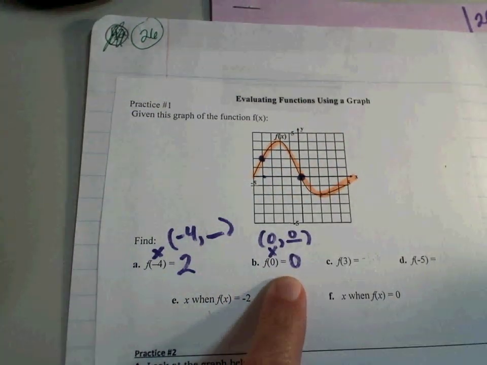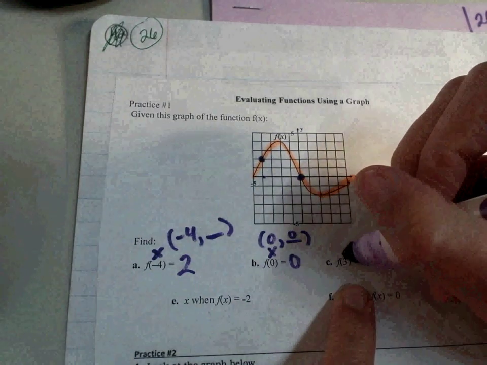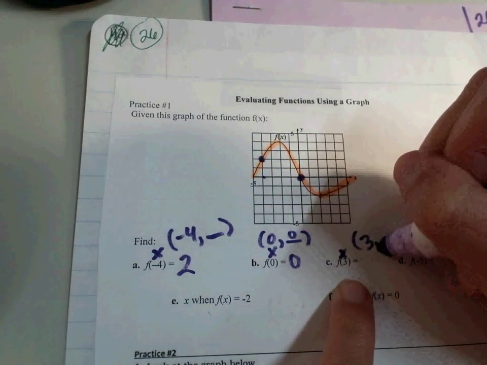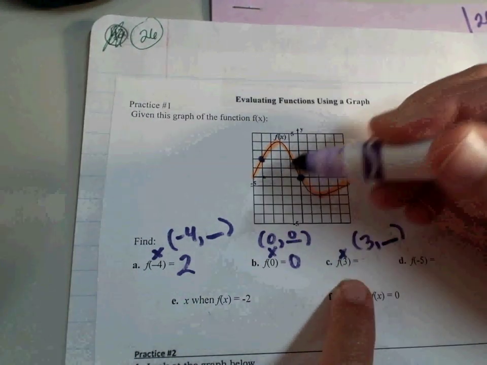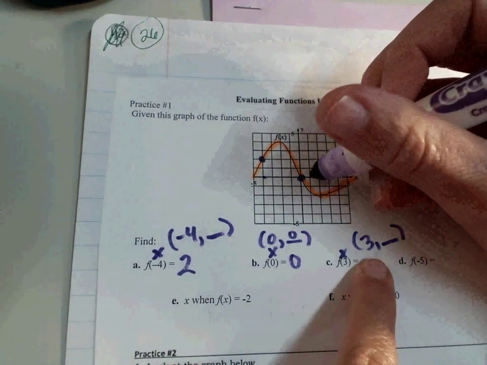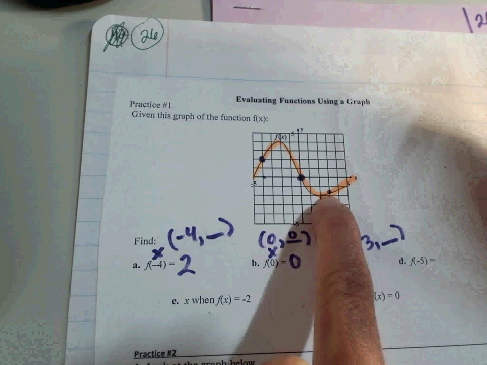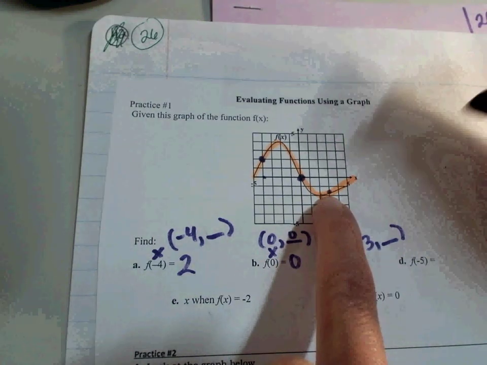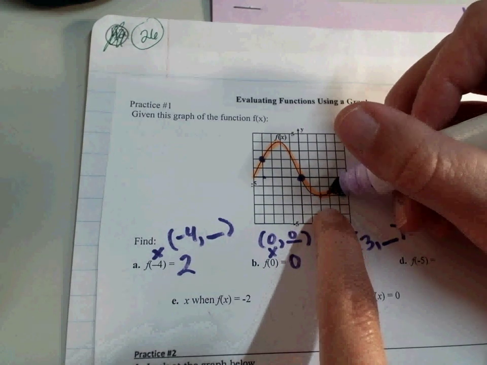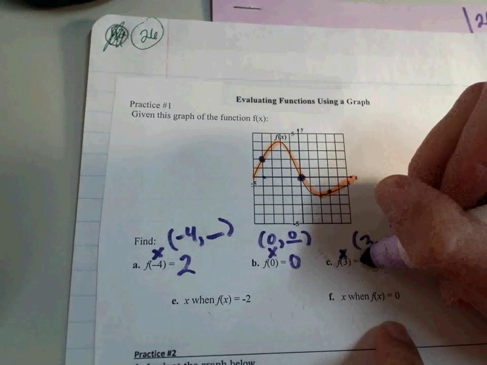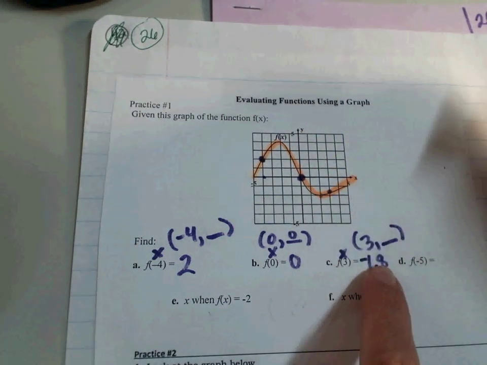All right, f of 3, this is an x at 3, so 3 comma blank. So you need to find 3 on your x-axis, 1, 2, 3. You need that y value right there that corresponds to 3. So it looks like it goes down, almost down to 2. So I'd say like -1.8 for an answer.